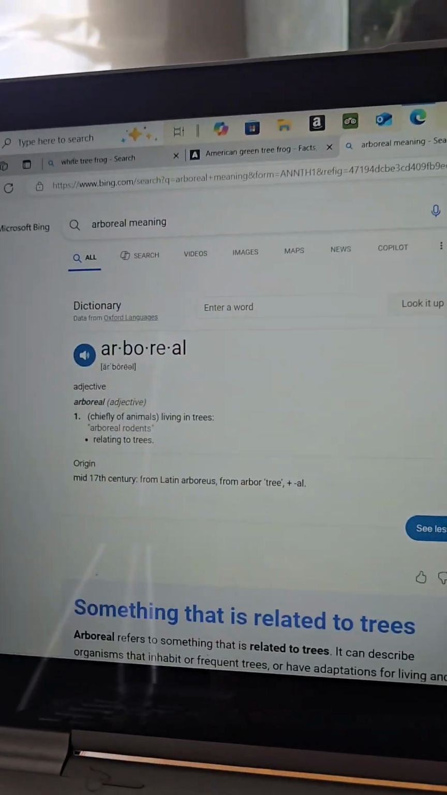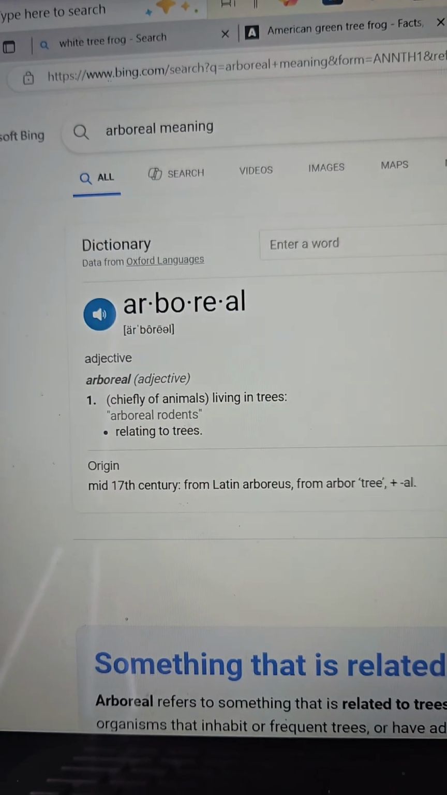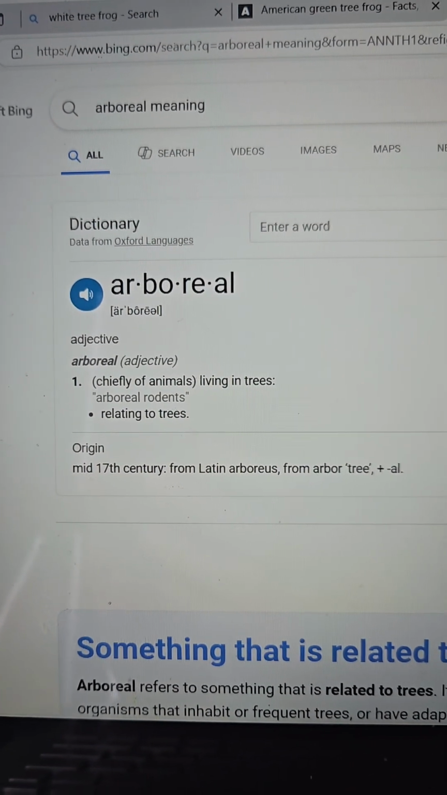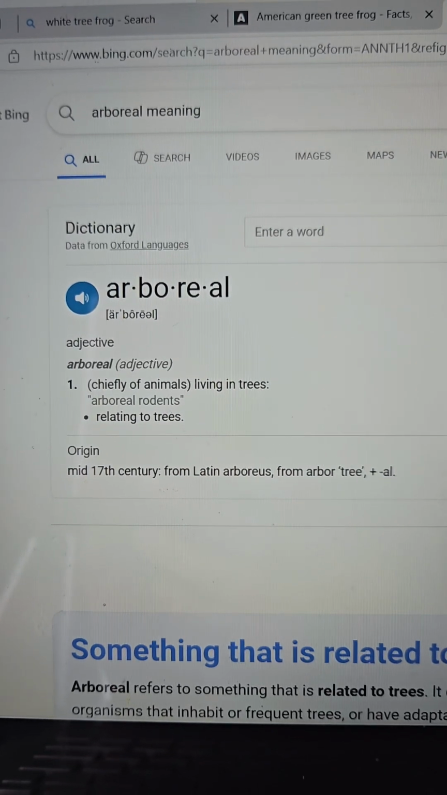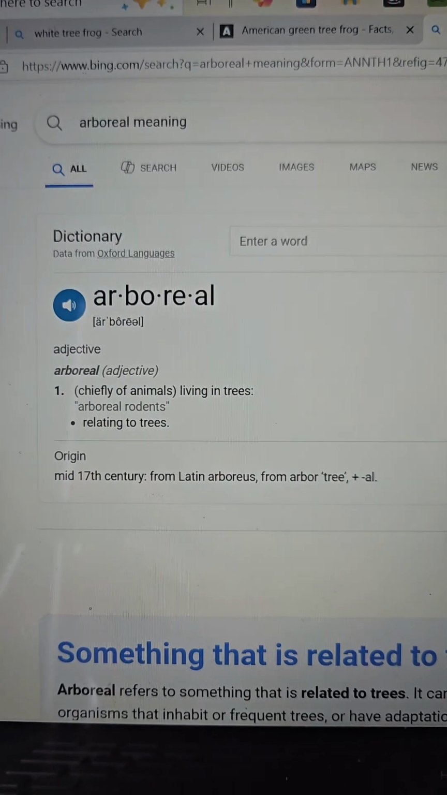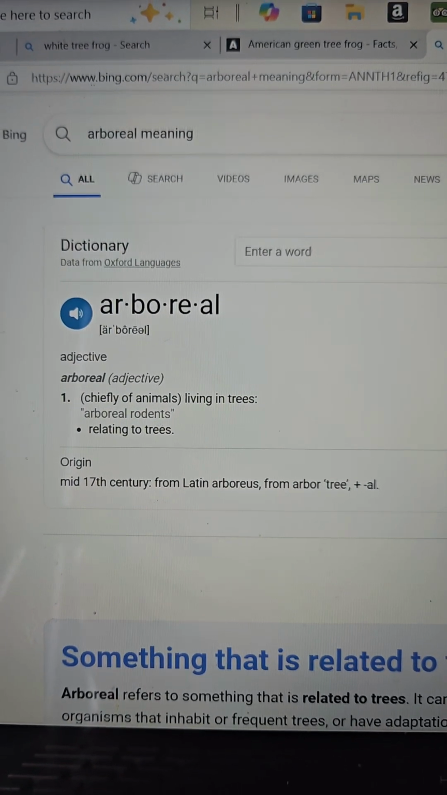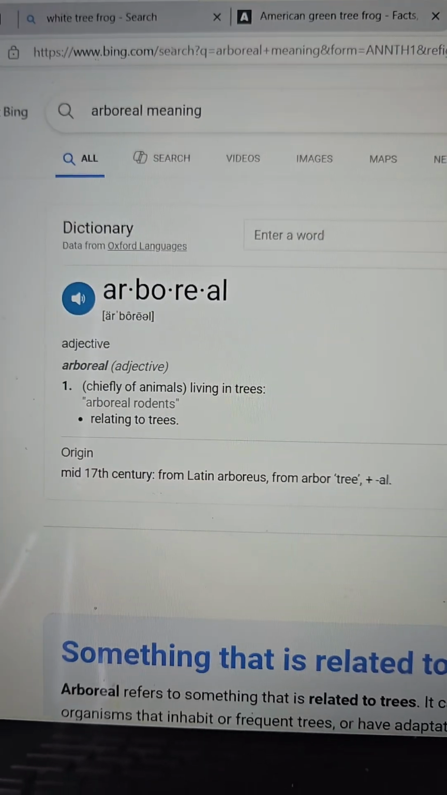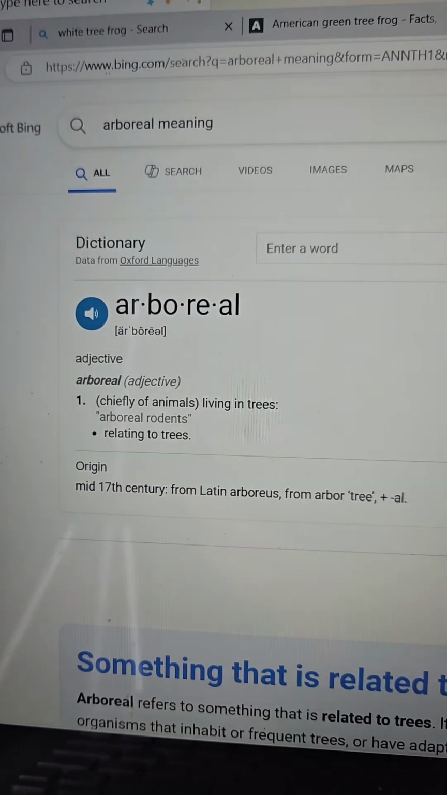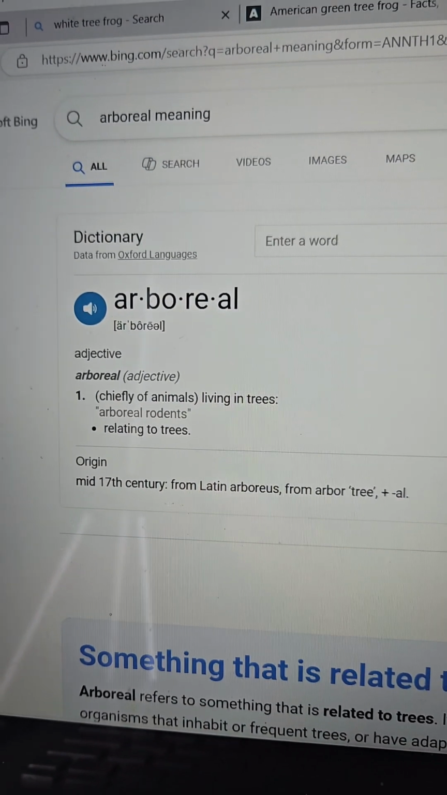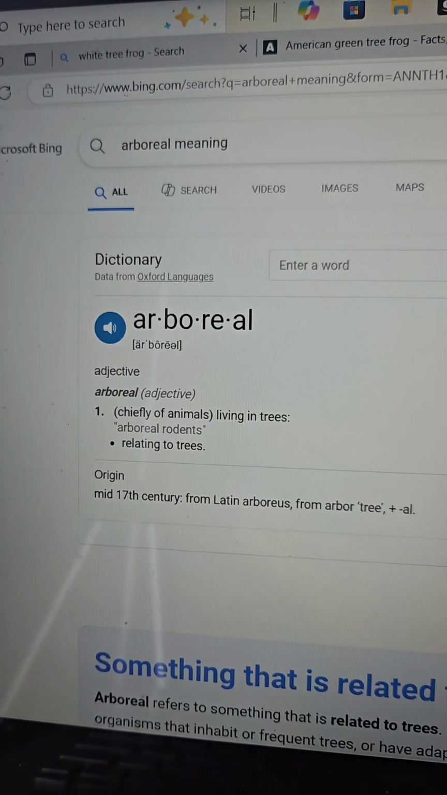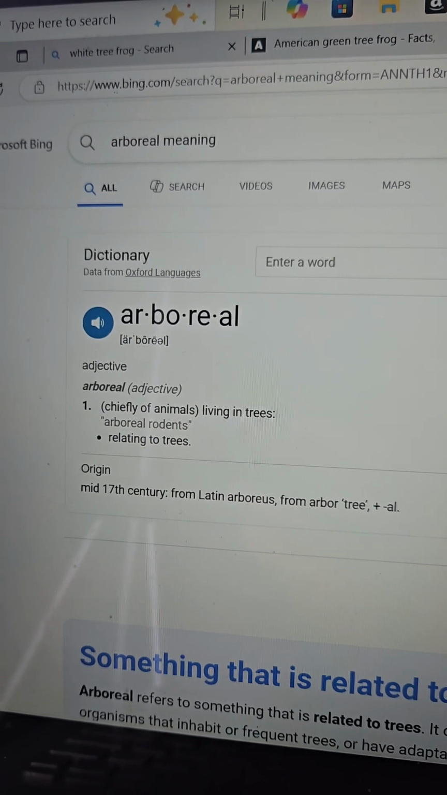So they're actually called arboreal. Arboreal, let me go ahead and show you how that's spelled real quick. Your basic Google definition says it so simply: arboreal, chiefly of animals, meaning mainly animals living in trees. Arboreal rodents is another example there. So that's very few and in between. When they say arboreal rodents, you're talking more like your squirrels and chipmunks and things like that. Relating to trees is arboreal.